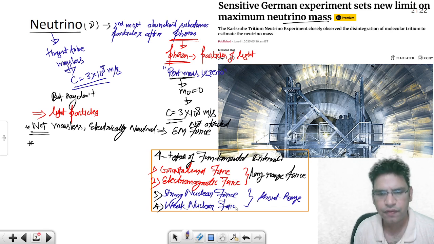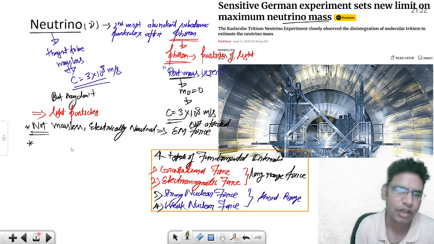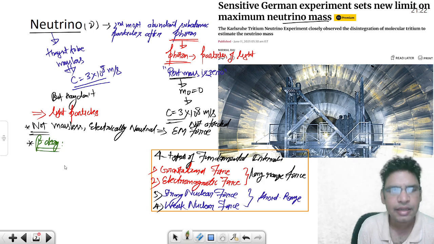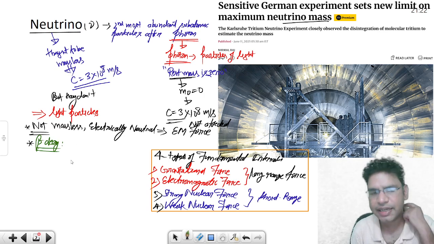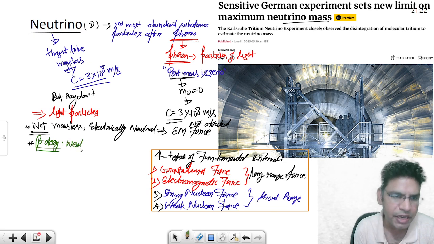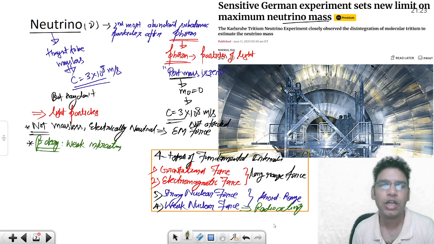The weak nuclear force is responsible for beta decay, and neutrinos are emitted in beta decay. I am going to talk about beta decay shortly. Neutrinos are produced in beta decay, which is mediated by the weak interaction. One example of weak interaction is radioactivity. You know about radioactivity. Madame Curie got the Nobel Prize for Physics in 1903, and in 1911 she got the Nobel Prize for Chemistry.